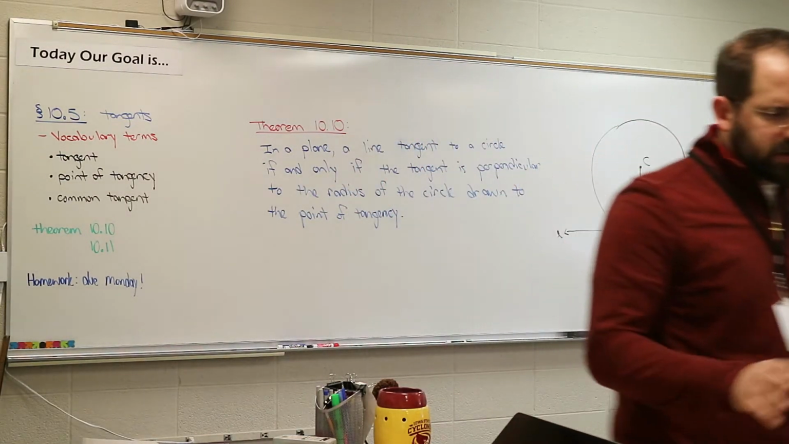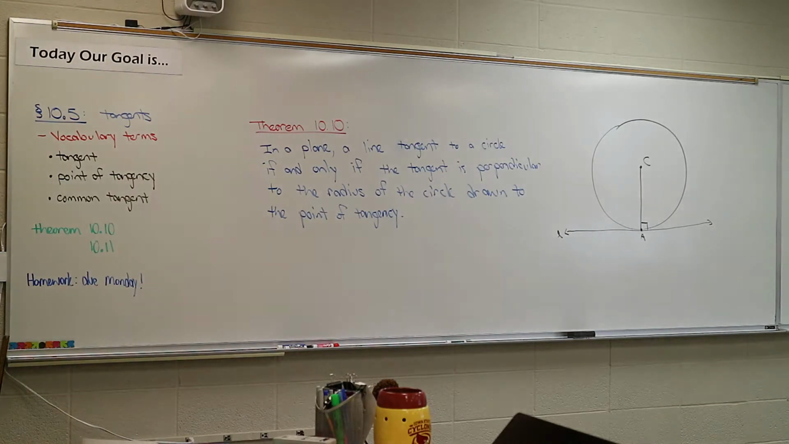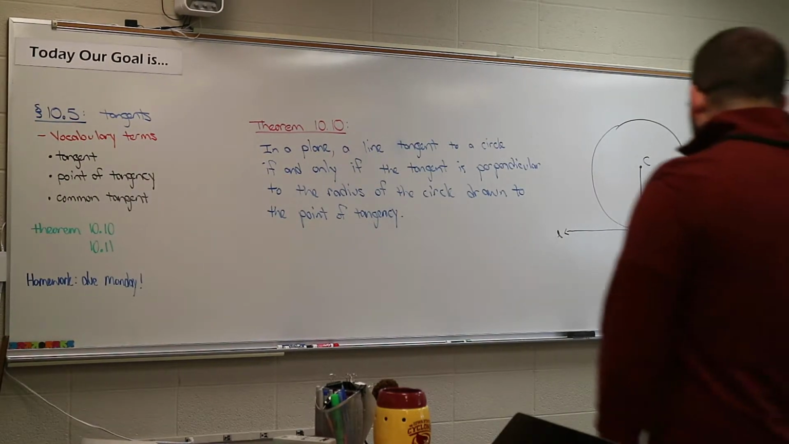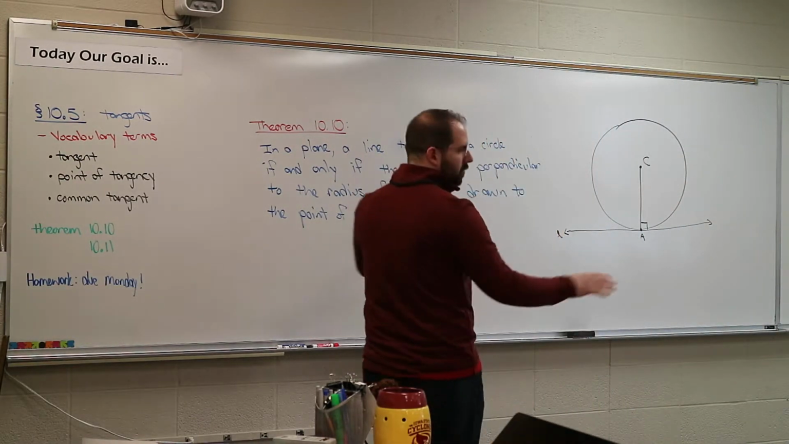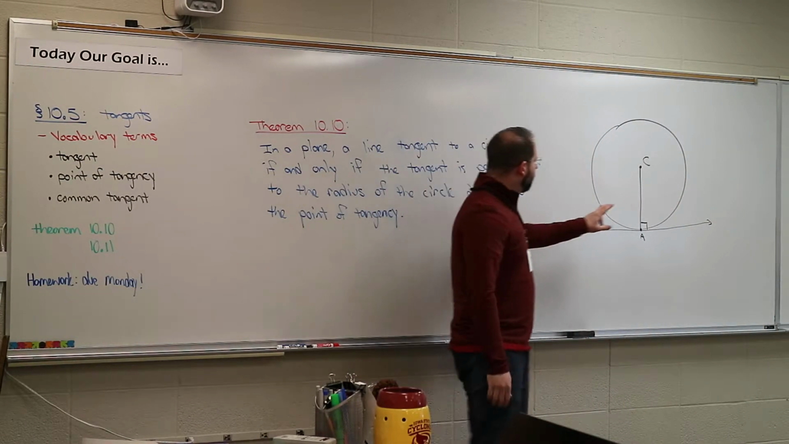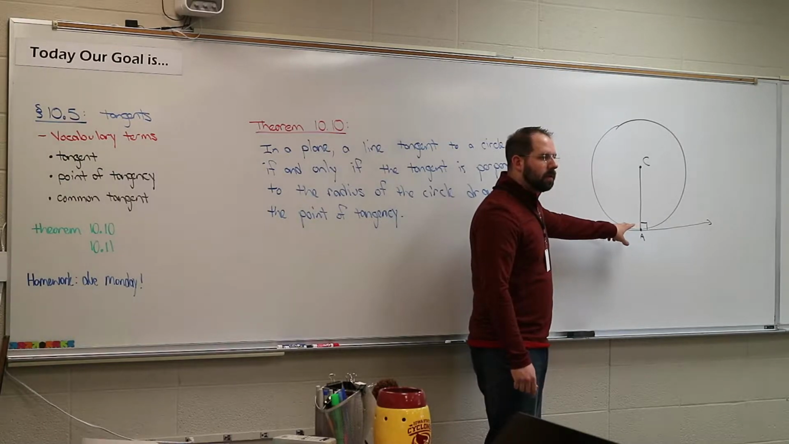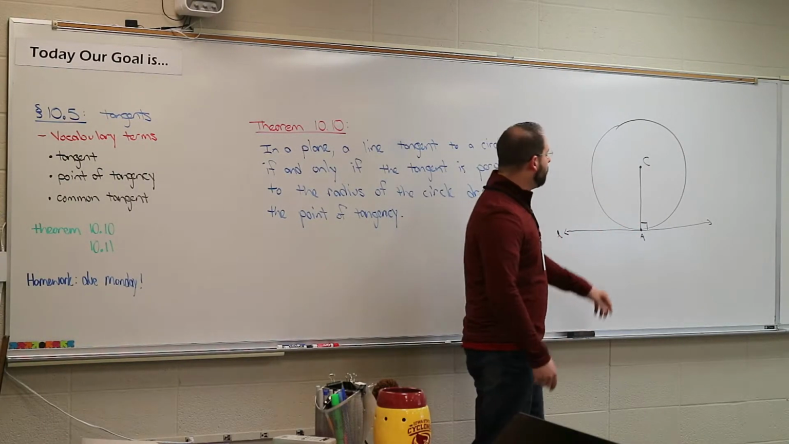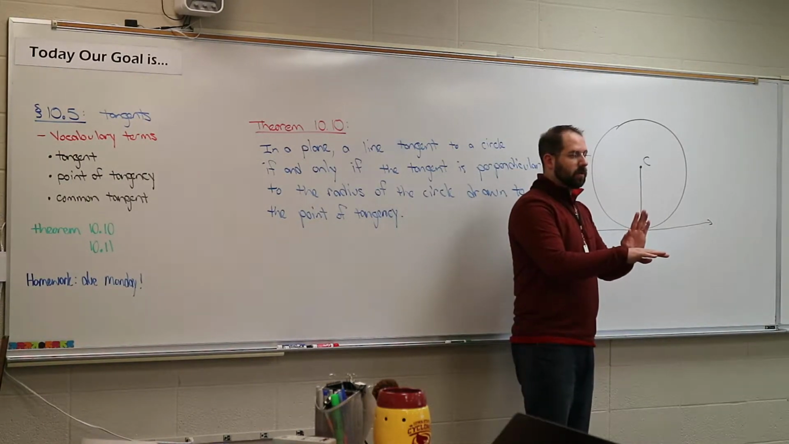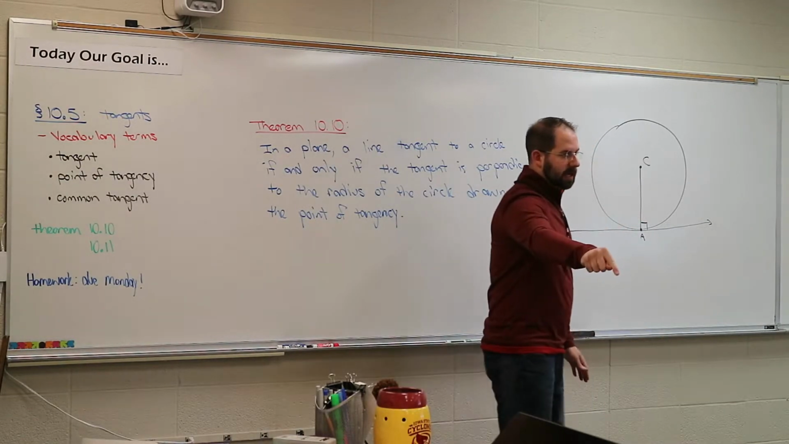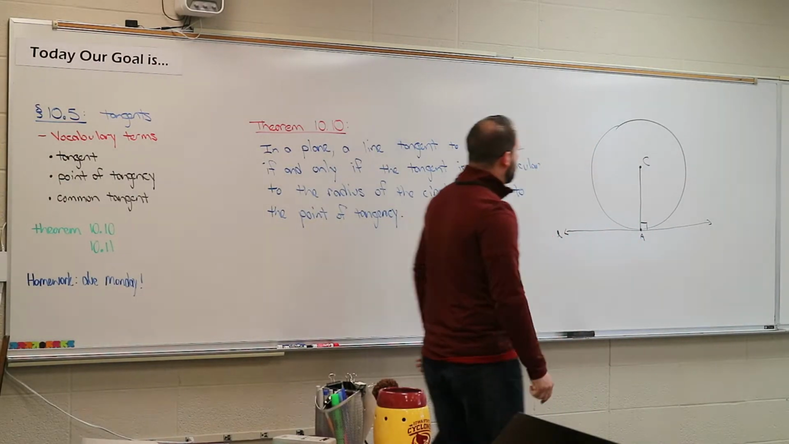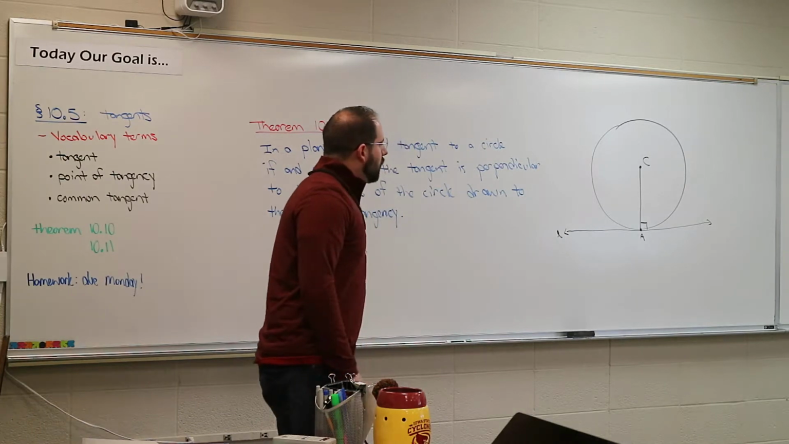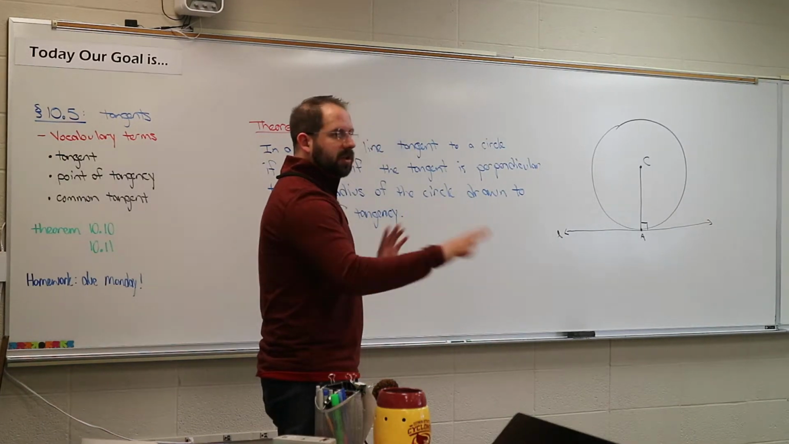Okay, and there's two parts here because it's an if and only if statement. So the idea is that if you have a tangent line to a circle, then that angle has to be 90 there. And vice versa, if you have a line that is perpendicular to the radius, then it has to be the tangent. So it's like backwards and forwards. I'm going to show one direction and then the other direction.